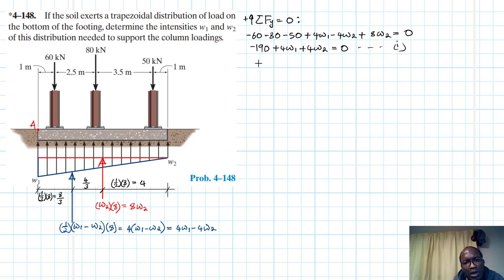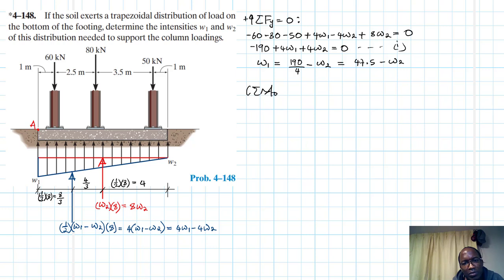Let's make W1 the subject of the formula. So W1 is going to be equal to 190 divided by 4 minus W2. 190 divided by 4 gives us 47.5 minus W2. Now let's take moments about point A.